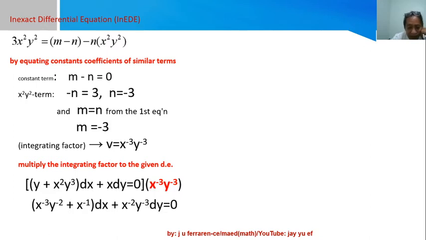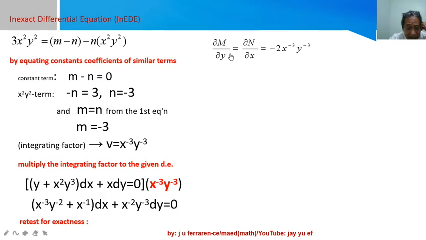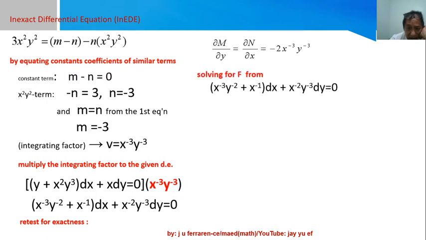If you are in doubt whether what you produce is really exact, you can retest for the exactness. The partial derivative of M with respect to y, this is your M, is equal to minus 2 y to the power minus 3 times the x to the power minus 3. The first term is already 0 because the differentiation is done partially with y. In the second term, it is differentiated with respect to x, so it's minus 2 x to the power minus 3, y to the power minus 3. So the two partial derivatives are actually the same, which means I can conclude that the DE produced is really exact.